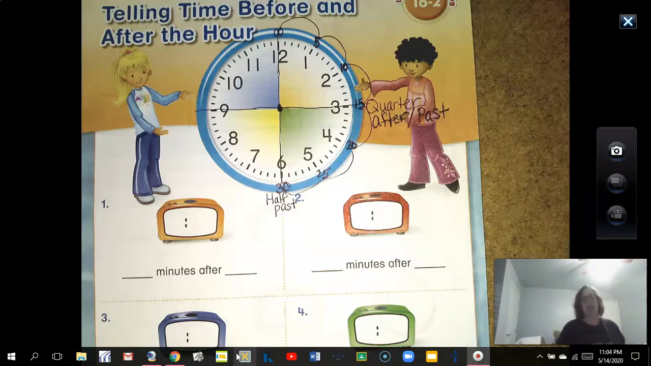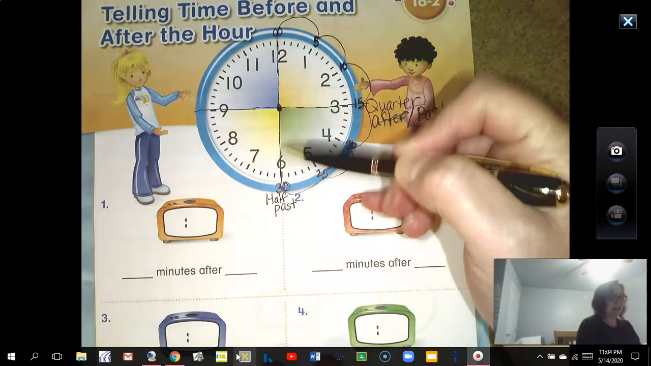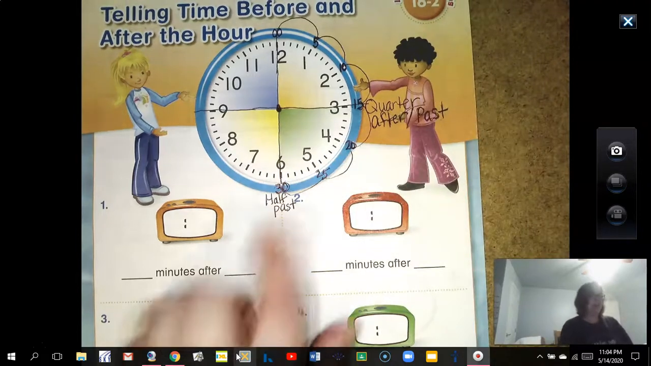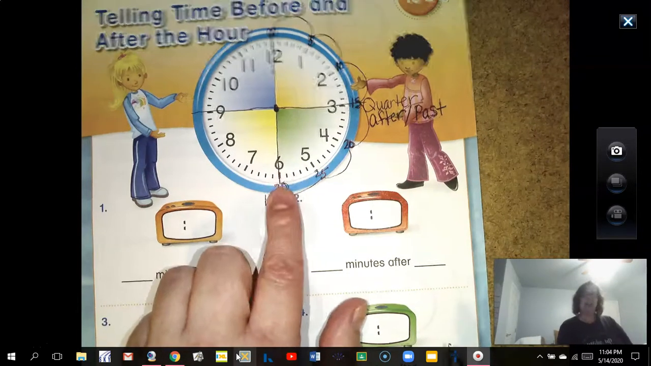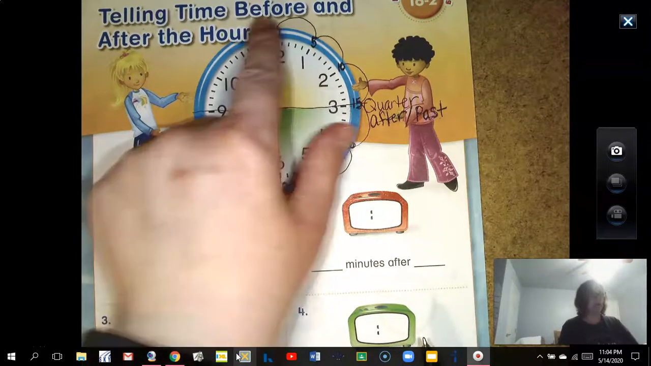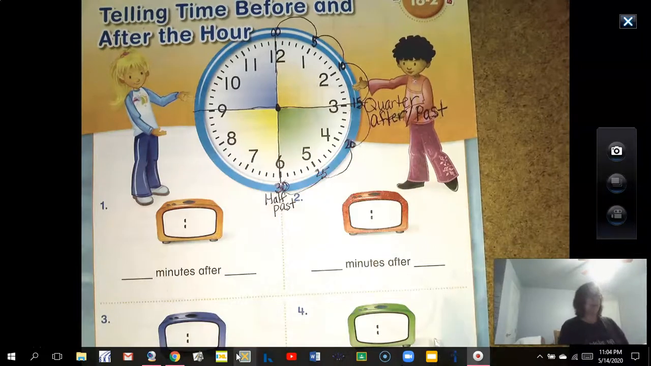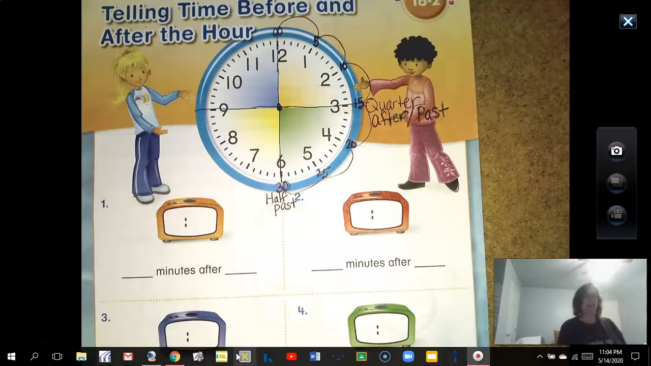12:30 would be half past 12. 8:30 would be half past 8. Whenever that minute hand is pointing to the 6, that's halfway around the clock. Okay, half past. So quarter after or quarter past when it's pointing to the 3. Okay, and half past here.